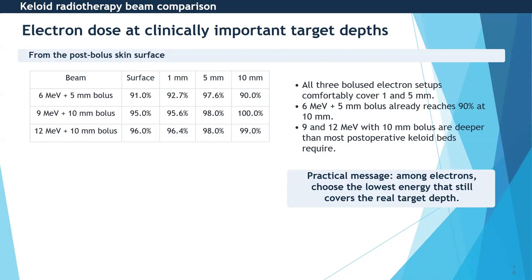So all three bolus electron setups currently cover 1 and 5 millimeters. The 6 MeV and 5 millimeter bolus already reaches 90% at 10 millimeters deep. And the 9 and 12 MeV are deeper than most post-operative keloid beds require. So the message practically is, amongst electrons, choose the lowest energy that still covers the real target depth.